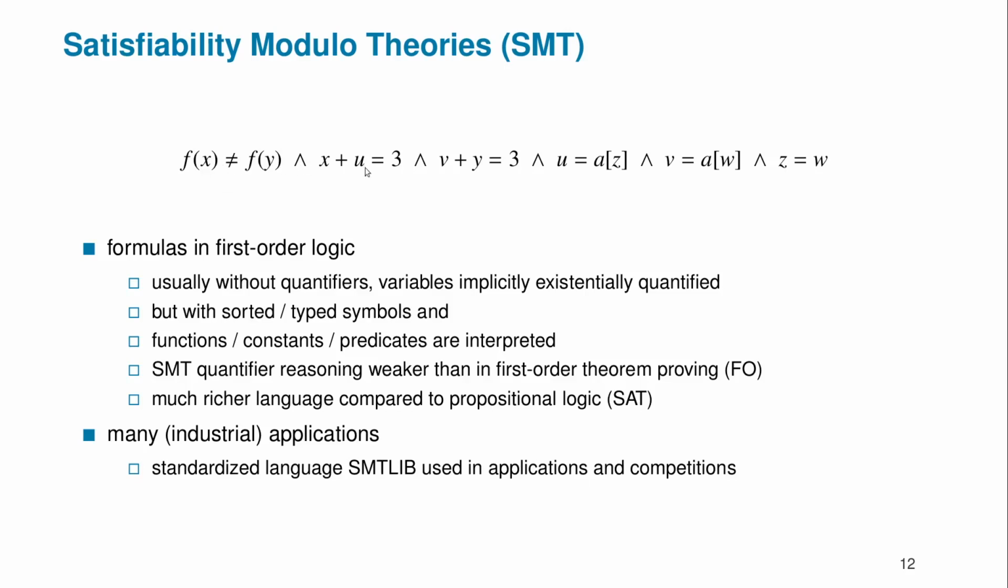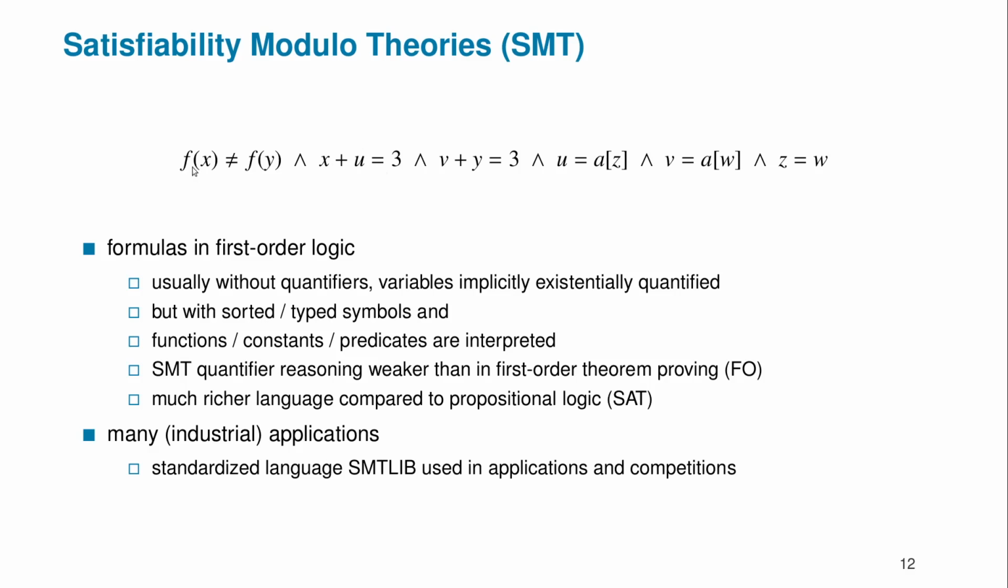We have a conjunction of constraints, and the constraints are equalities, and here we have a disequality, and we have numbers. Here, for example, we have 3, and the symbol 3 we have here should be really interpreted as a 3, and we require that x plus u gives the value 3. So when we sum up those two variables, the values of the two variables, then we get 3.